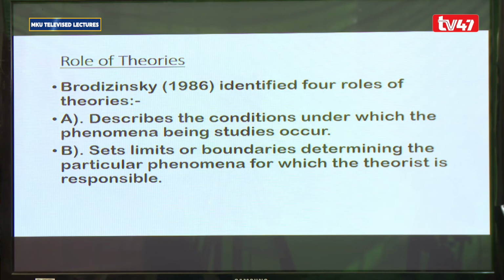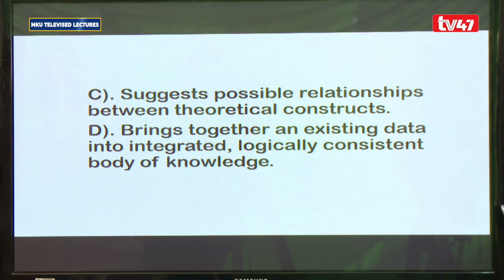Then, secondly, a theory sets the limits. It's like marking its boundaries, such that it is able to explain this and other things that are within that boundary, but outside of the boundary, it doesn't explain. Another theory can go and complete that section outside the boundary. And therefore, any theory that we have should set a boundary.